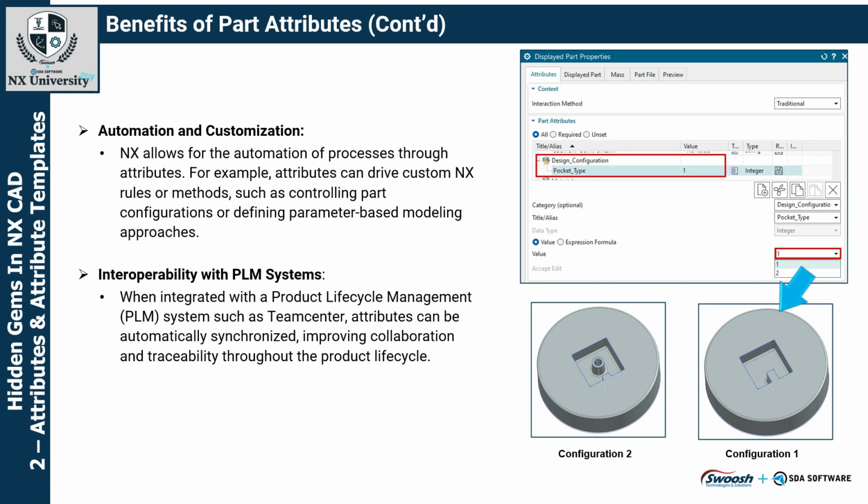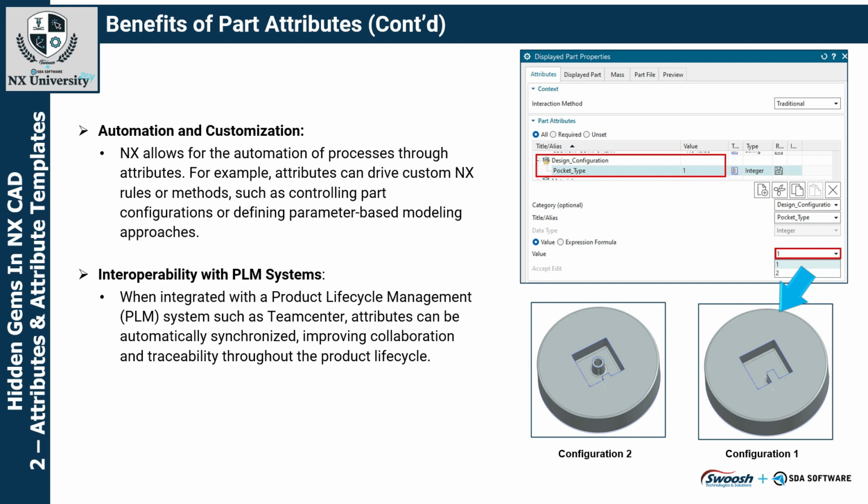Over on the right, we have an example of a particular part that has a design configuration attribute that somebody built called pocket_type. The value is currently set to 1, but if a user were to change that value from 1 to a 2, you can change the product configuration. If that value is set to 1, and the image on the bottom right, you can see configuration 1 is going to be a single pocket in the design.